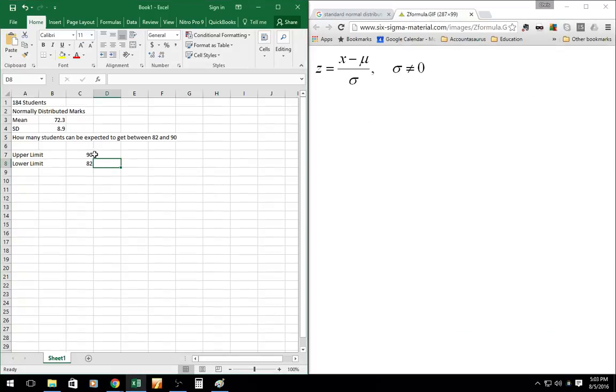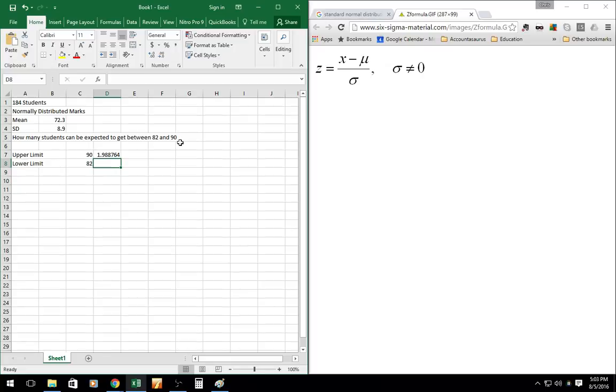So how do we standardize this from our regular distribution into a standardized distribution? Well, it's x minus the mean. So in this case, our x is 90. And we can take x minus our mean of 72.3. Okay. And we'll put that all in brackets just because it's all in the numerator and we want to divide by the standard deviation, which is 8.9. And why am I not just clicking the cell? Beautiful.